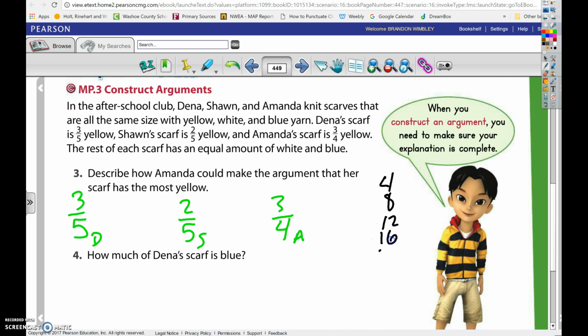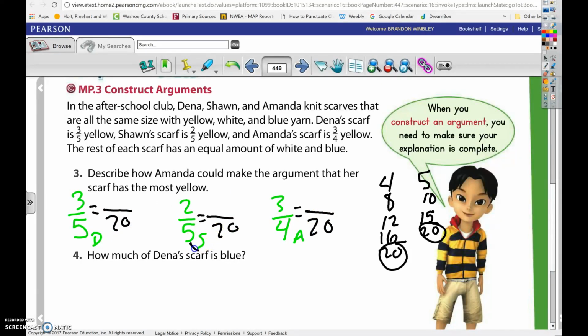12, 16, and 20. And then I make my multiples of 5, and I see which numbers end up being the same. So 5 times 1 is 5, times 2 is 10, times 3 is 15, and times 4 is 20. And I see there are 20. So that means each denominator will be 20. And then I think to myself, how did I get from 5 to 20?